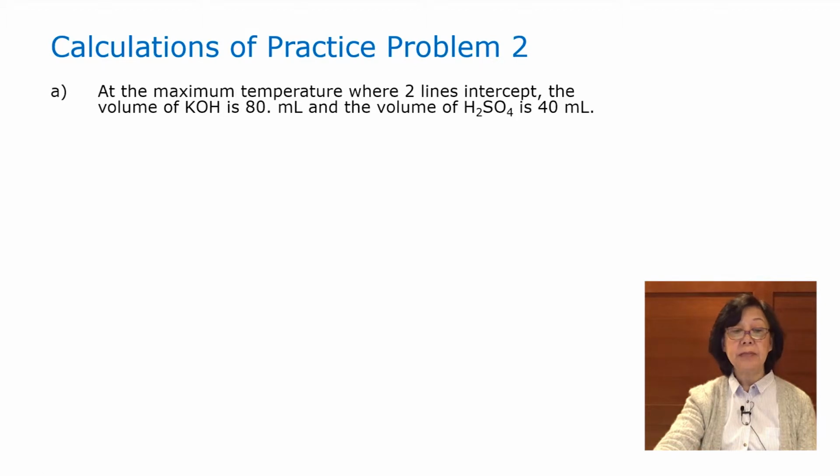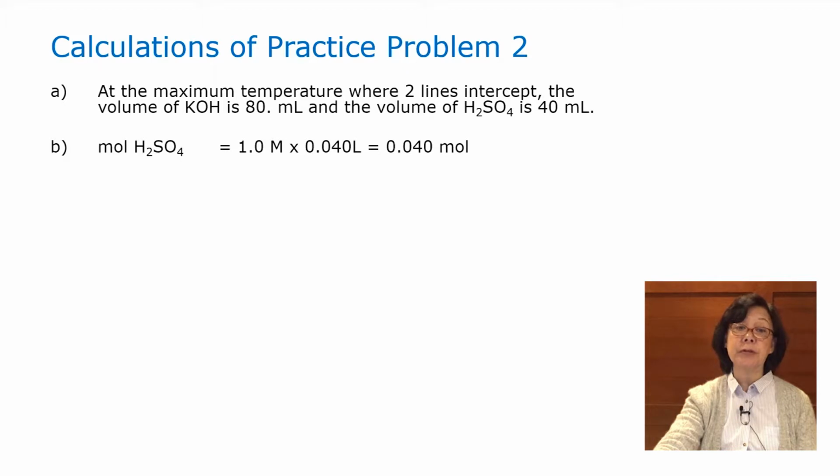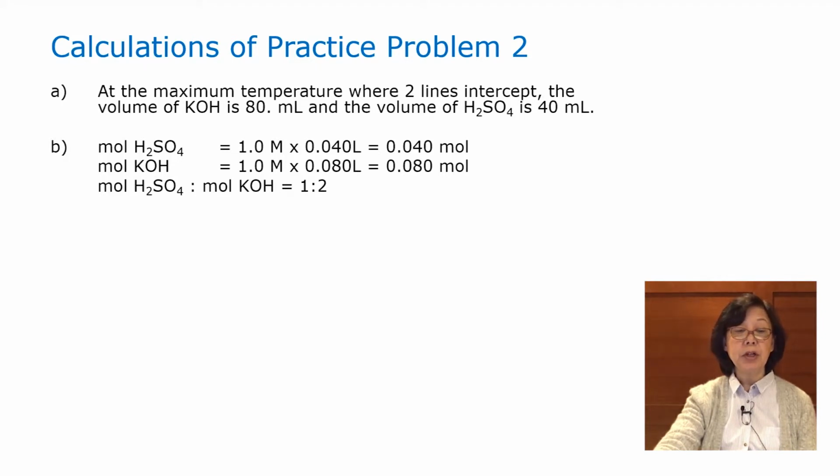I said earlier that the maximum point of temperature is where the two lines intersect, at 40 ml of sulfuric acid and 80 ml of KOH. Now the moles of sulfuric acid, taking 1 molar and 40 milliliters, is calculated at 0.040 mole, and the moles of KOH in a similar fashion is calculated as 0.080 mole. Therefore, the mole ratio between sulfuric acid and KOH is 1 to 2.